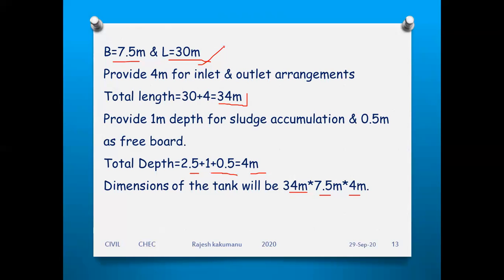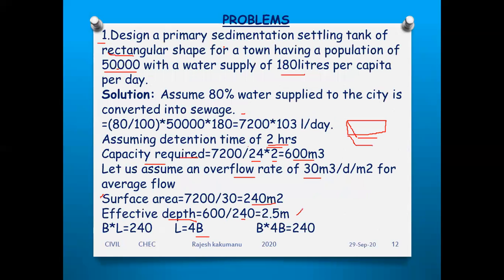Therefore provide 4 meters for inlet and outlet arrangements. So as per the government norms, provide 4 meters for inlet and 4 meters for outlet arrangements. Therefore the total length is 30 plus 4, 34 meters. Now provide 1 meter depth for sludge accumulation and 0.5 meter as a freeboard. Therefore the total depth is 2.5.